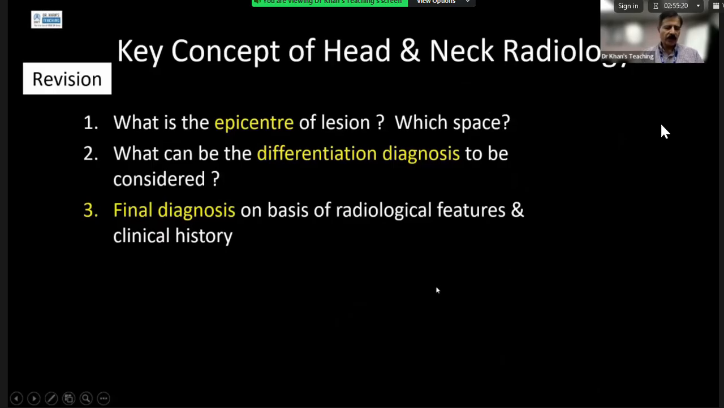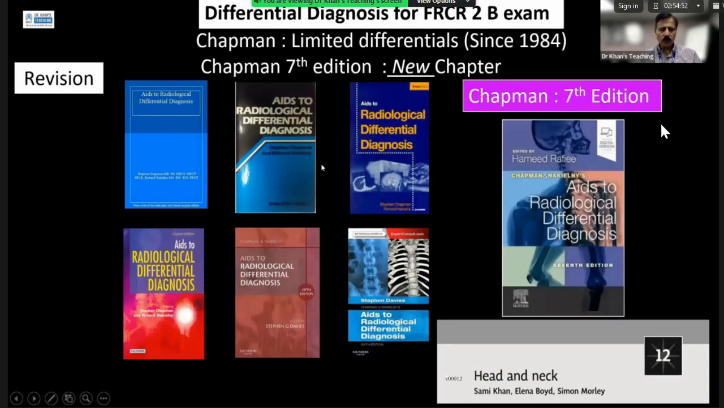So the key concept in head and neck radiology is what is the epicenter of the lesion, which space is involved. Once you decide that, then you see what is the differential diagnosis. And on the basis of the radiological features and the clinical history, you can make a final diagnosis. So I've also told you that the current Chapman, which is the 7th edition, has been revised extensively, particularly the head and neck chapter. It's totally newly written.